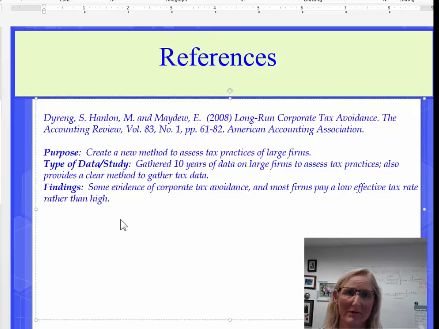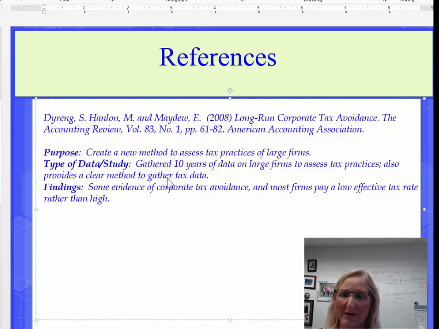So first I need to figure out the purpose of the article. Basically they wanted to create a new method to determine how corporations paid their taxes, so that they could get at this long-term tax avoidance or not. And then you want to know what kind of study it is, because it's very important if it's an empirical study, they use data, or it's a more theoretical study.